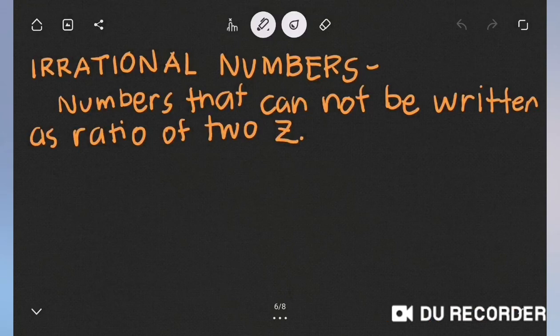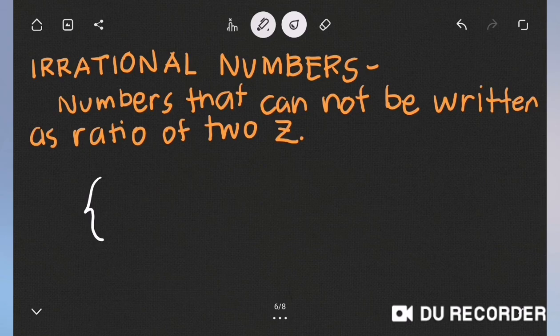So lastly, we have irrational numbers. As stated kanina, this is the second group, and all the other groups fall under rational numbers. So ibig sabihin, if we're going to analyze the real number system, pag inalis natin lahat ng rational numbers, ang matitira ay yung mga numbers na tinatawag na irrational. So ano ba yung definition ng irrational numbers? This is the complete opposite of rational numbers, because these are numbers that cannot be written as ratio of two integers.